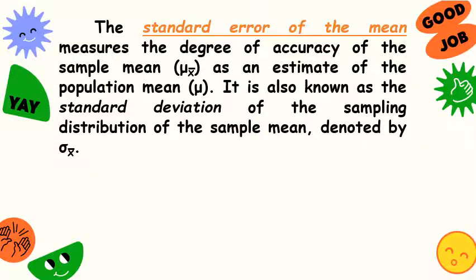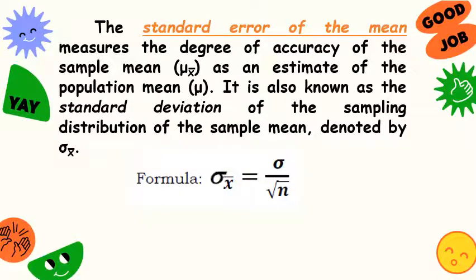Okay, so the standard error of the mean measures the degree of accuracy of the sample mean as an estimate of the population mean. It is also known as the standard deviation of the sampling distribution of the sample mean, denoted by sigma sub x bar. So, hindi ba sa mga experiments naman, hindi naman siya automatic na 100% na accurate yung ating nakukuhang conclusions or yung results. So, kahit papano meron dyang error. So, ito yung tinatawag nating standard error of the mean.